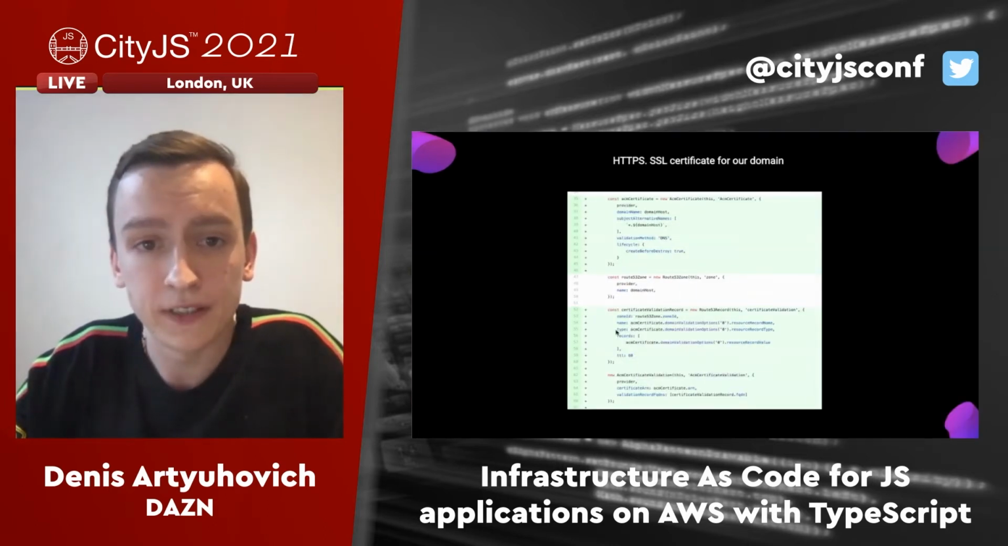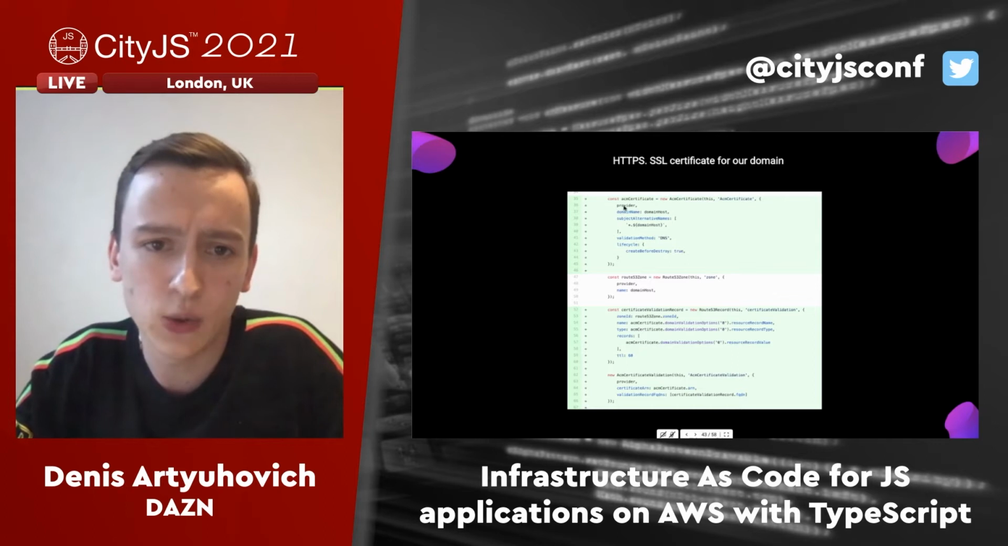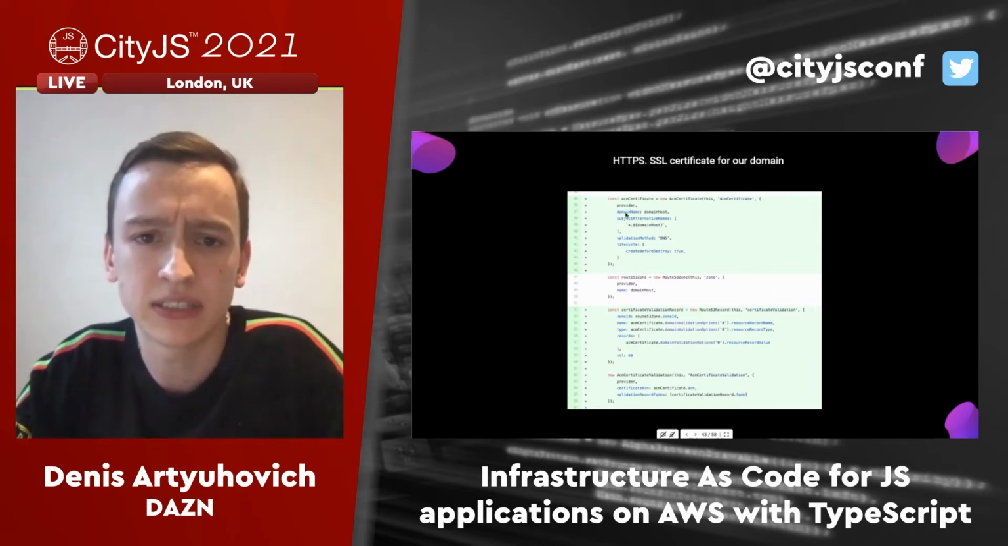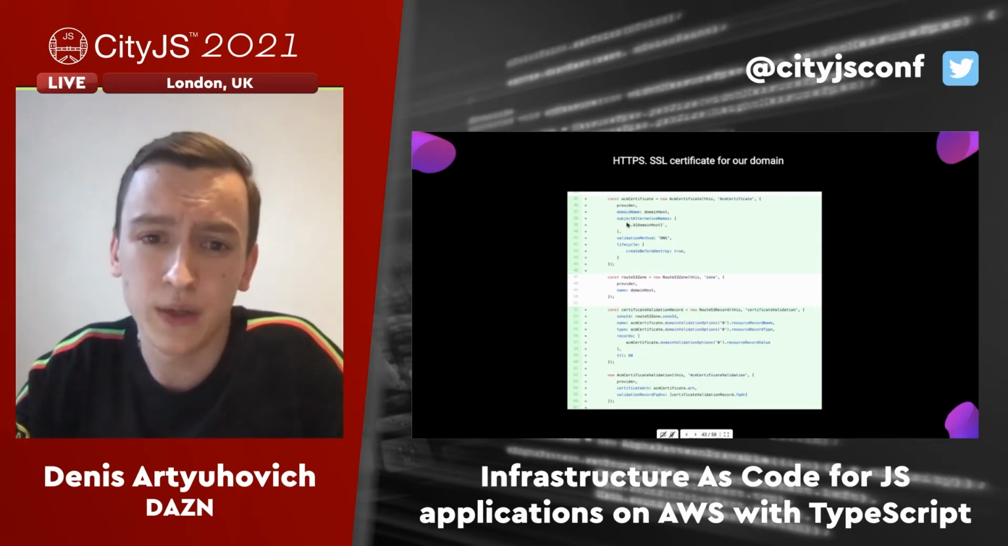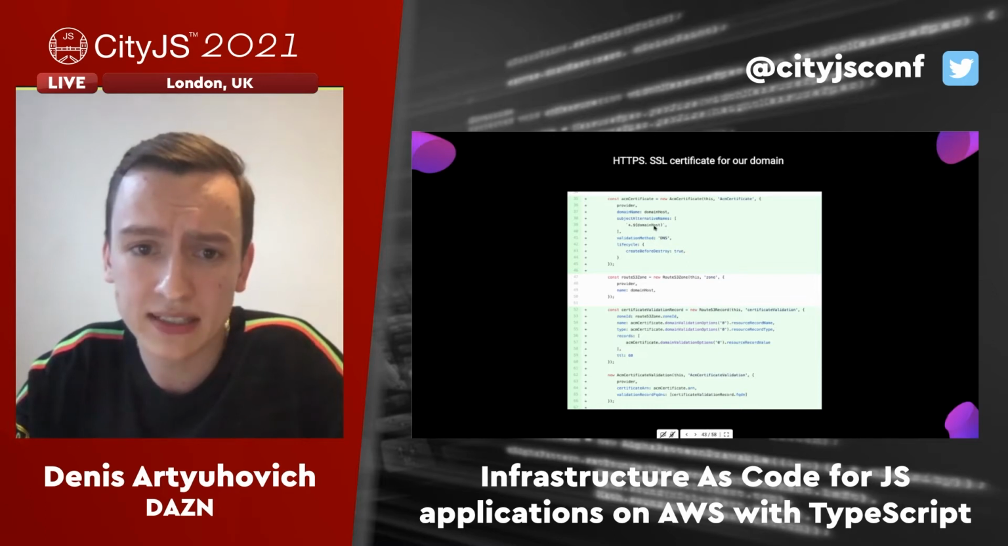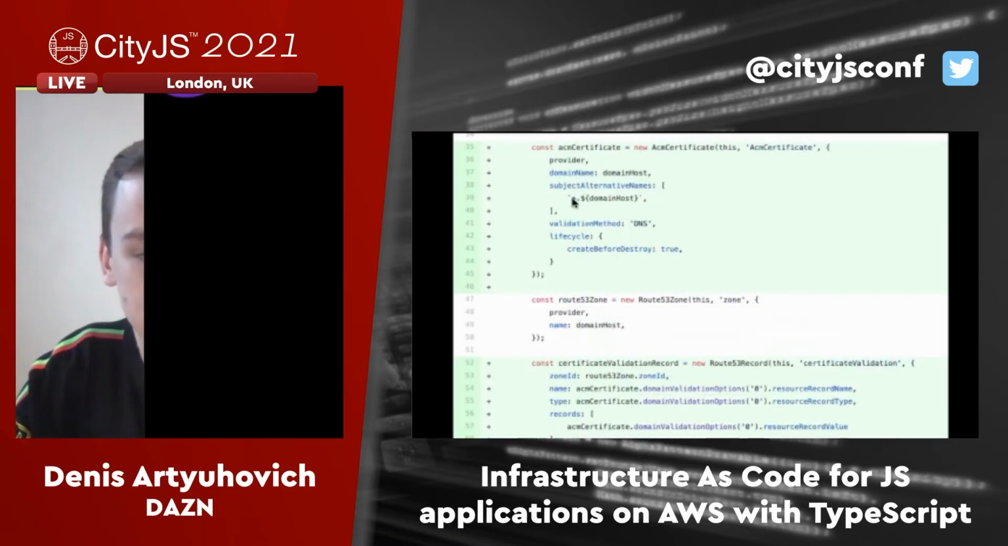So to achieve that, we're starting with the ACM. We're creating the ACM certificate. We're again passing our provider we created in the beginning. We're passing our domain name. We want to wildcard all our subdomains. That's why we start with the asterisk and then the domain host.